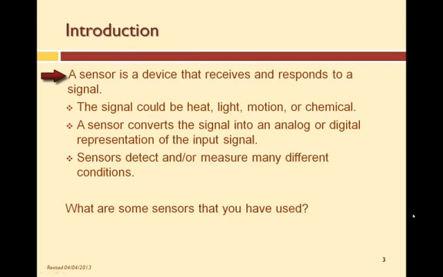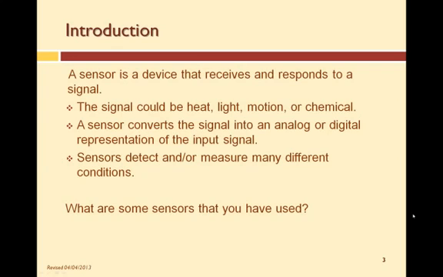A sensor is a device that receives and responds to a signal. This signal, which is the sensor's input, must be produced by some type of energy such as heat, light, motion, or a chemical reaction. Once a sensor detects an input, it converts it into an analog or digital representation. Based on this explanation of the sensor, you should see that sensors are used in all aspects of life to detect and/or measure many different conditions.